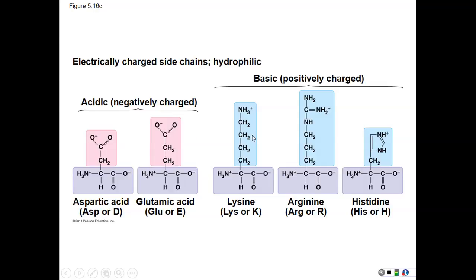It shouldn't surprise you at this point to hear that the positively charged ones are positively charged because they have at least 1 and sometimes 2 amino groups associated with them, and that brings with them a full positive charge.